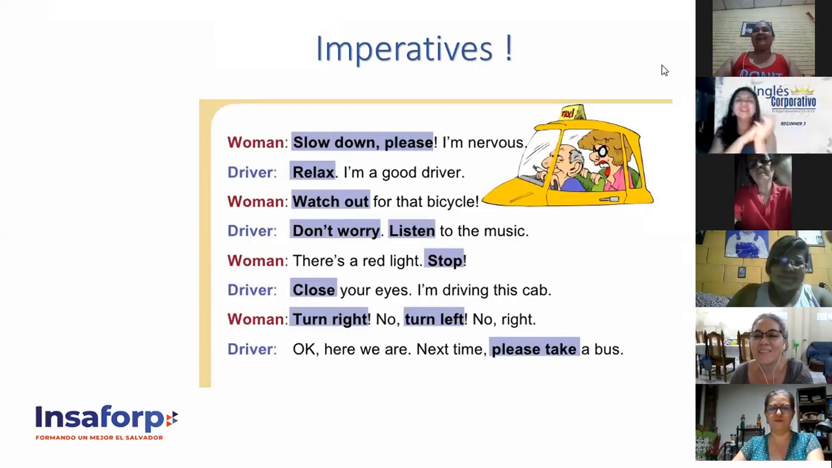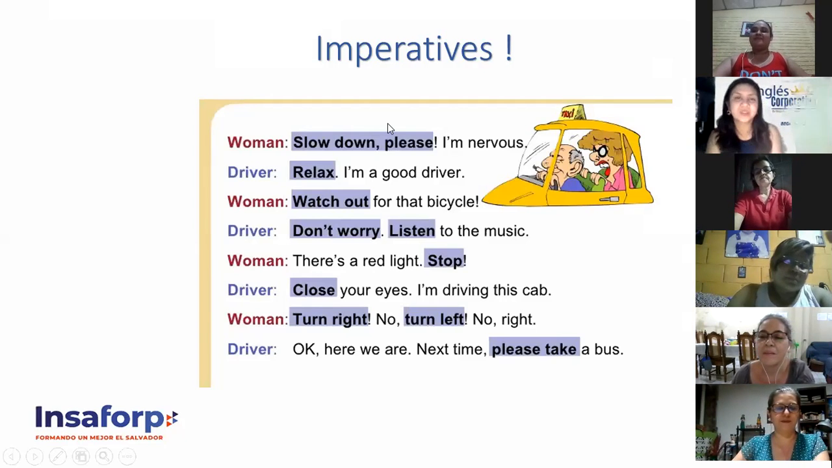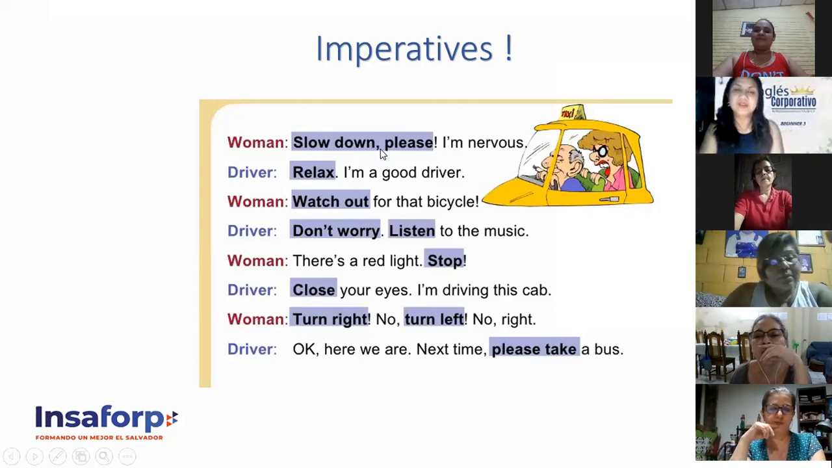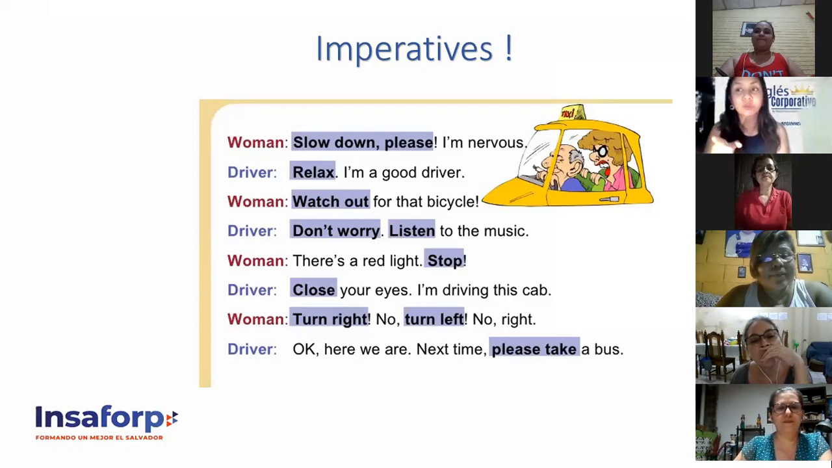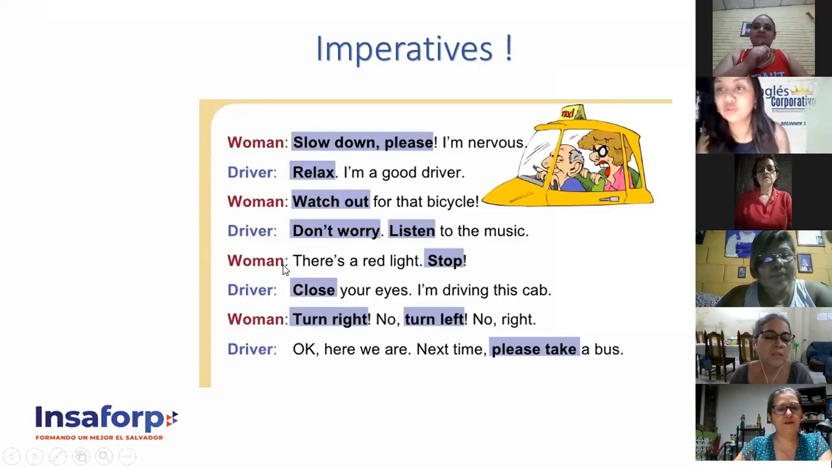Congratulations. Okay. As you can see, all the words that are in bold are imperatives. For example, slow down, please. Relax. Watch out. Don't worry. Listen to the music. Stop. Close your eyes. Turn right, turn left. Those are imperatives. What is the negative form of imperative? What do you have to use in negative? Don't worry. You have to use don't.